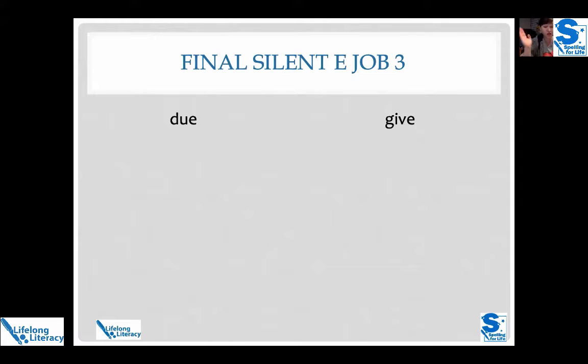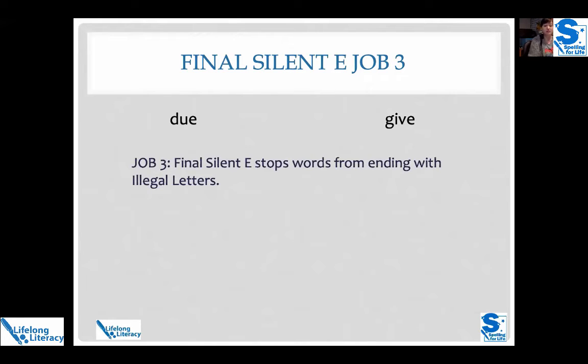You could spell give, G-I-V. It would still say G-I-V. But the rules of English spelling dictate that you cannot have V at the end of a word. So final silent E stops words from ending with illegal letters. That's the other thing that it does. And if you look down the column of the illegal letters, you'll see that the solution to every illegal letter problem is final silent E. So that's its third job, the third function of word final E.